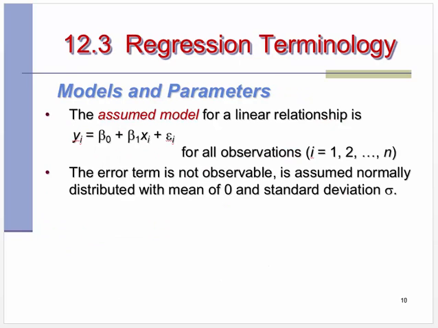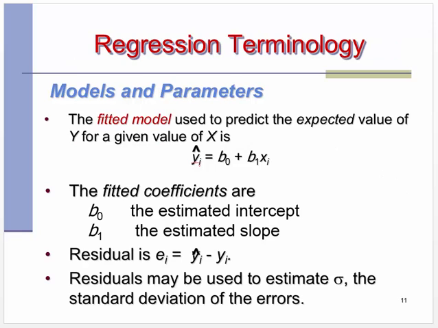We assume the model of a linear relationship is this: yi equals beta 0, the intercept, plus beta 1, the slope, times xi, plus an error term for all the observations. The error term is not observable. It's assumed normally distributed with a mean of 0 and standard deviation of sigma. The fitted model used to predict the expected value of y for a given value of x is y hat, equals b0 plus b1 xi.